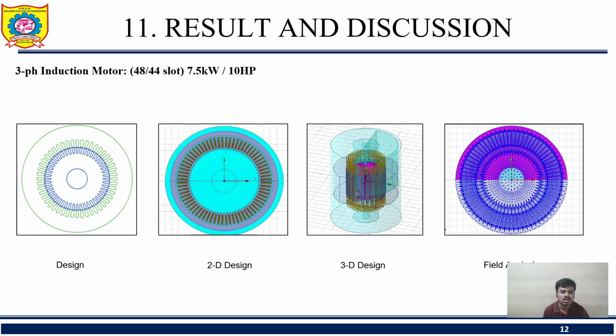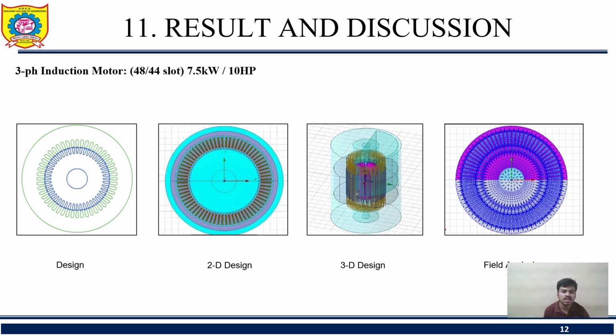So, in the 2D design, we are using the ANSYS Maxwell software. It helps to visualize the flux path, slot alignment, and symmetry of the motor design. The 3D design shows the three-dimensional model of the motor. It is useful for understanding actual geometry, cooling spaces, and internal arrangements. And field analysis is there also. This simulation shows the electromagnetic field distribution. It helps to analyze the torque generation, magnetic saturation, and overall motor efficiency.